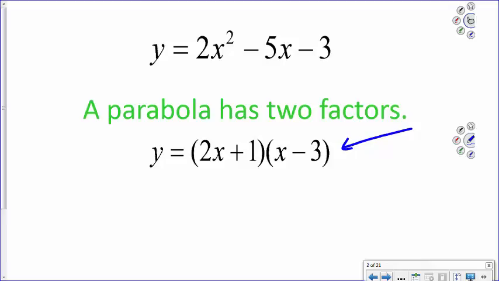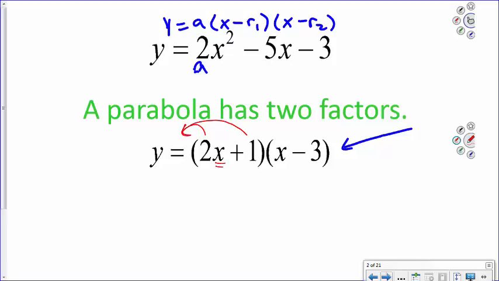But if we remember our factored form, remember the stretch is out front. And if you look at our stretch, that vertical stretch, that a, technically since our factored form is y equals a times x minus r1 times x minus the second root, I really should take and factor out a 2 out of this in order to get the x alone. So really, if I wanted this in true factored form, it would look like y equals 2 times x plus 0.5 times x minus 3. So in this case, since I do factor out that 2, what it helps me find is the roots.